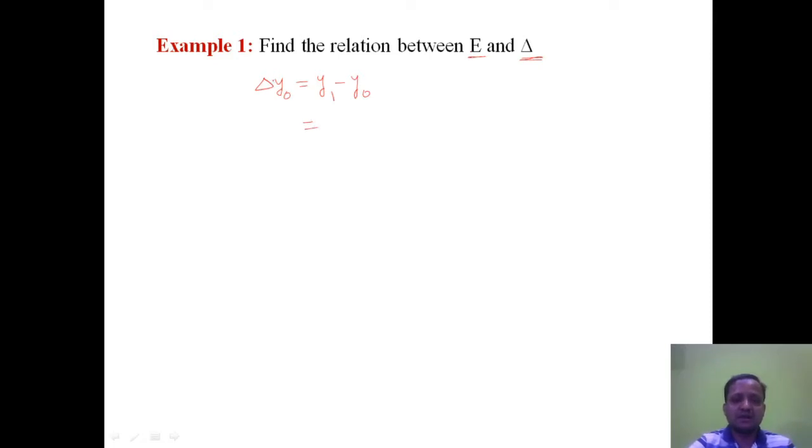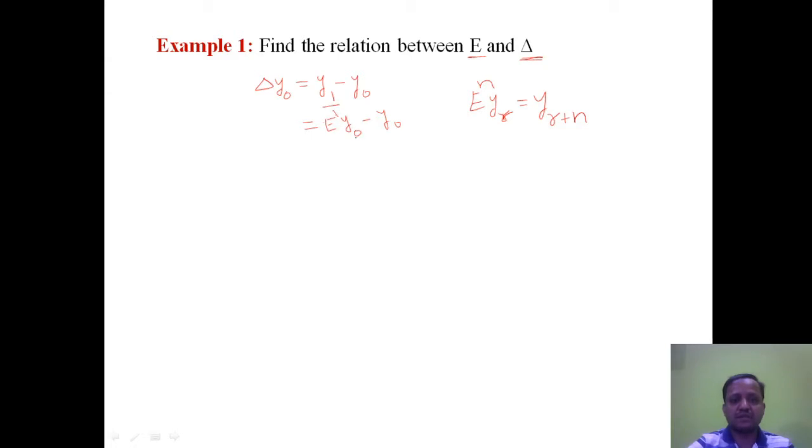Here, on the left hand side there is y naught, so the right hand side must also be in y naught. So you can use the shift operator. There is a formula, E power n y r is nothing but y r plus n. The index we need to add: E power n y r is y r plus n. So you can use that shift operator. You can write E power 1 y naught minus y naught. So in place of y1 we are writing E power 1 y naught.